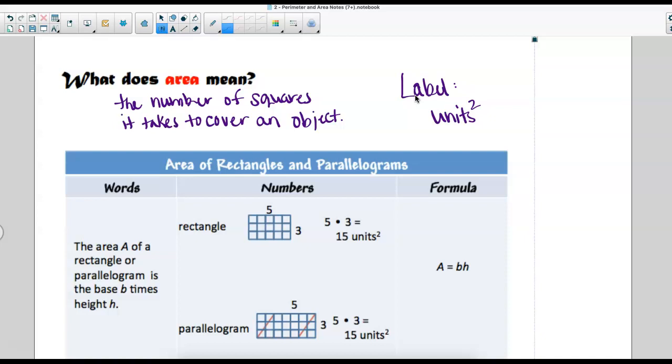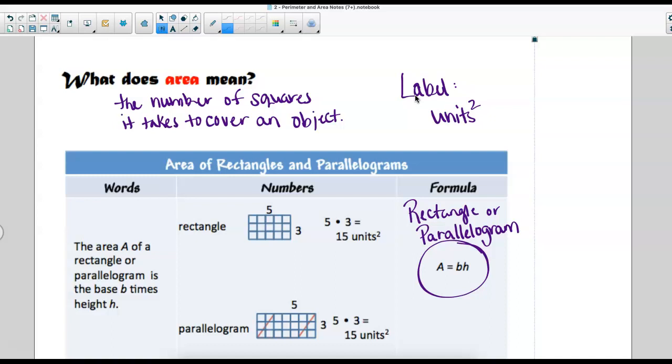So, the first one, rectangles and parallelograms. The area of a rectangle or parallelogram is the base times height. The quick, easy way to do it, the formula is right here. This is for a rectangle or parallelogram. So if we have a rectangle that's 5 by 3, we're just doing 5 times 3 is 15 units squared. Parallelogram, 5 by 3, 15 units squared.